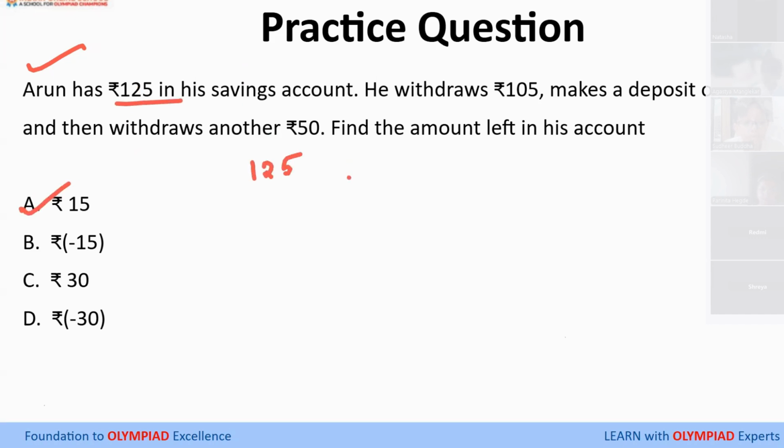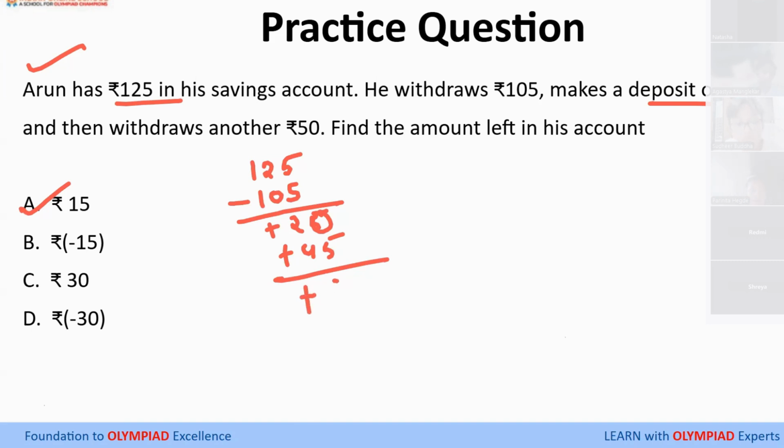125 rupees he had in his savings. He withdraws negative 105. My balance is positive 25 now. Okay. Again, makes a deposit of 20. Ma'am, it's positive 20. Yeah, sorry, my bad. Positive 20. Makes a deposit of 45, so positive 45. That would result in how much? Positive 65.